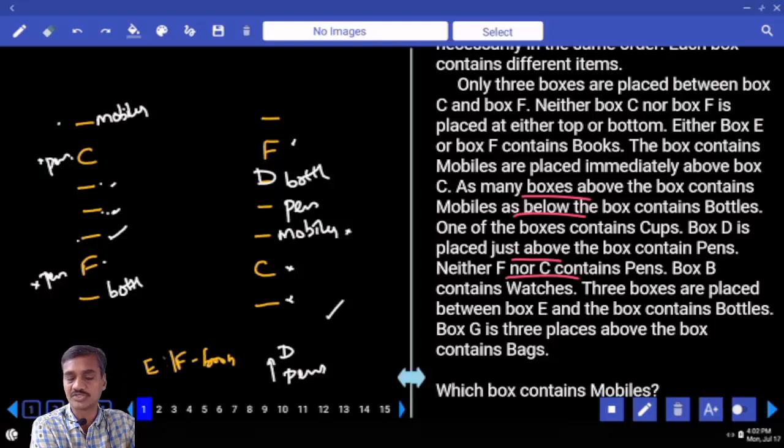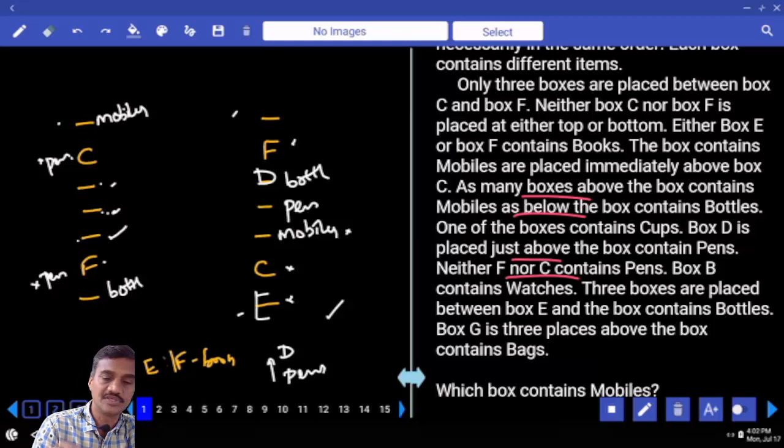And B contains watches. B can be either at the first or at the last. And 3 boxes between E and bottles. Now between E and the bottles there must be exactly 3 boxes. Now if E is here, B, watches, must be at the top.